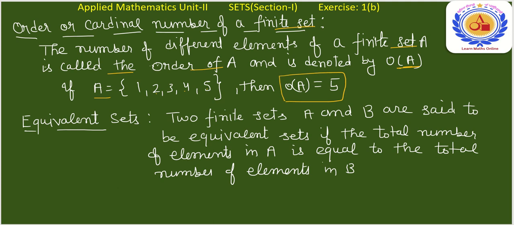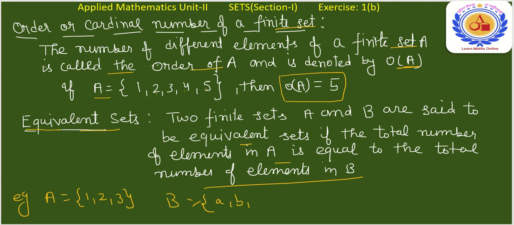Then the equivalent sets. What are the equivalent sets? Two finite sets A and B are said to be equivalent sets if the total number of elements in A is equal to the total number of elements in B. For example, let us say set A containing 1, 2, 3, and the set B is containing small a, small b, and small c. These two sets are having the same number of elements. Then we can say that these two sets are equivalent sets.